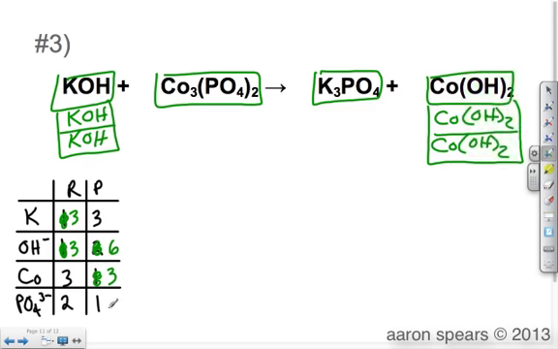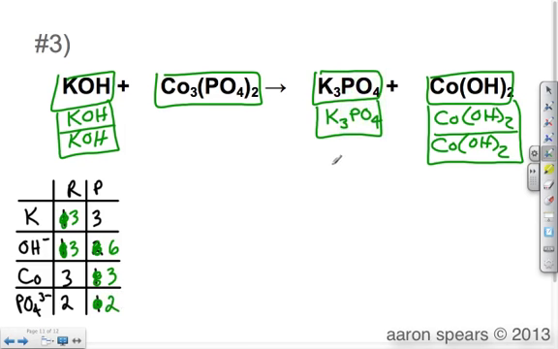Next comes phosphate. I have 2 phosphate ions on the reactant side, only 1 on the product side. I need to get 1 more PO4 ion on the product side, and so I find the box that contains PO4. That's potassium phosphate. If I add 1 more box of K3PO4, I will have a total of 2 phosphate ions on the product side. And now my phosphate ions are balanced.